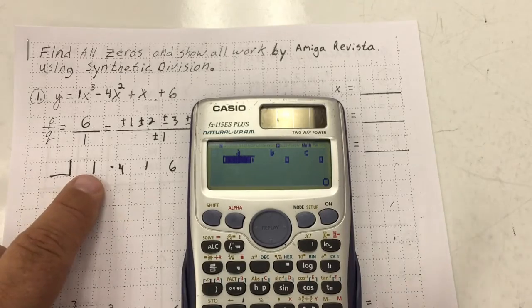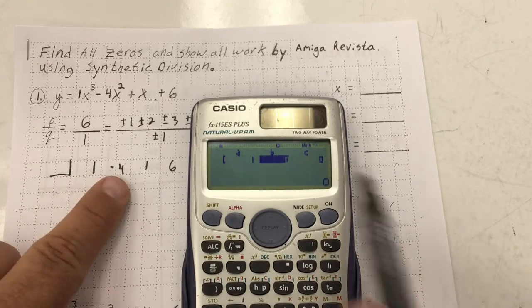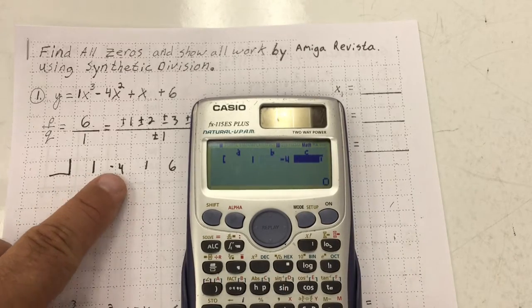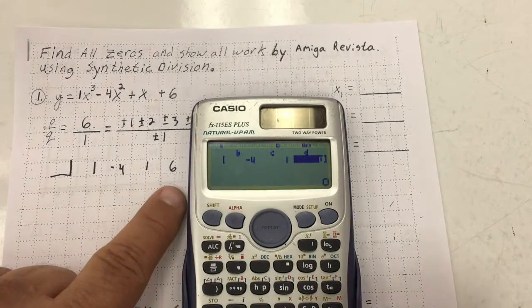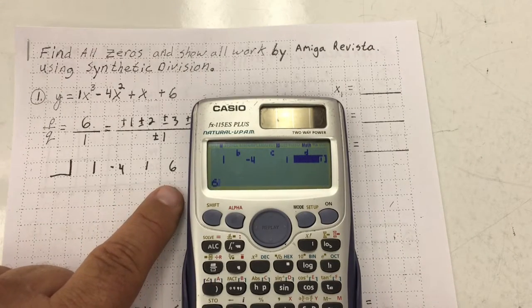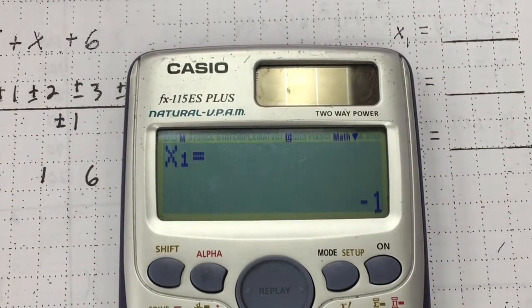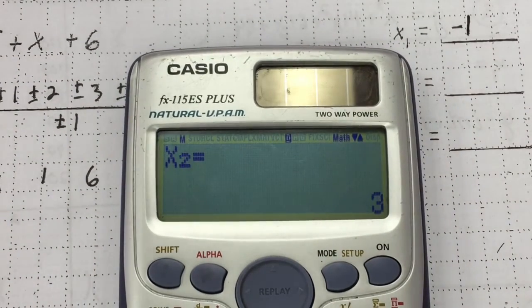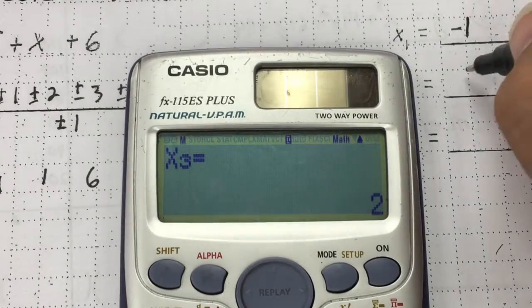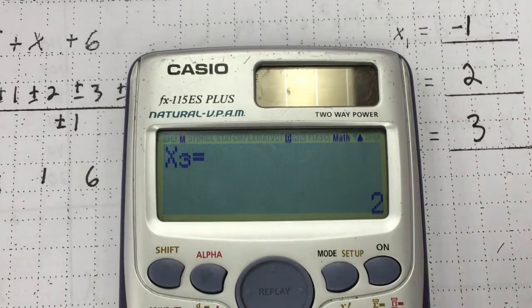Now I'm just going to enter these coefficients that I use for the synthetic process. 1 equals, it slides over. Negative 4 equals, it slides over. 1 equals, and it slides over. And I entered a 6, and now it's going to give me these answers from the rational roots. So my first answer is negative 1, my next answer is 3, and my last answer is 2. I like to put them in order, so I changed up the batting order.